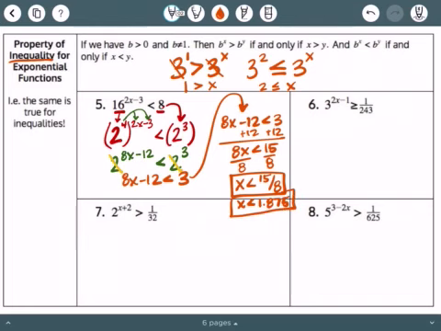All right, so basically the same thing. We're just using the less than or greater than signs.